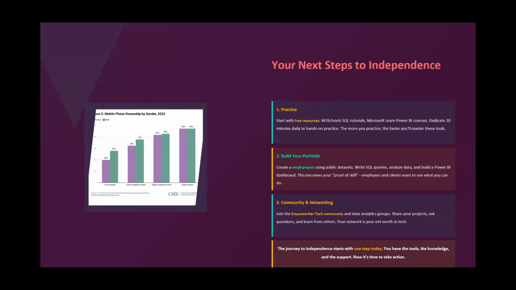And then the next thing is to build your portfolio, because your portfolio will be a proof of your skill. It shows what you have done. So people will build and build and they will not show. Well, how will you know what you've done? How will people know you've done something? So find a public data set that interests you. Write down the SQL query, clean it up, and then build a Power BI dashboard to tell the story.